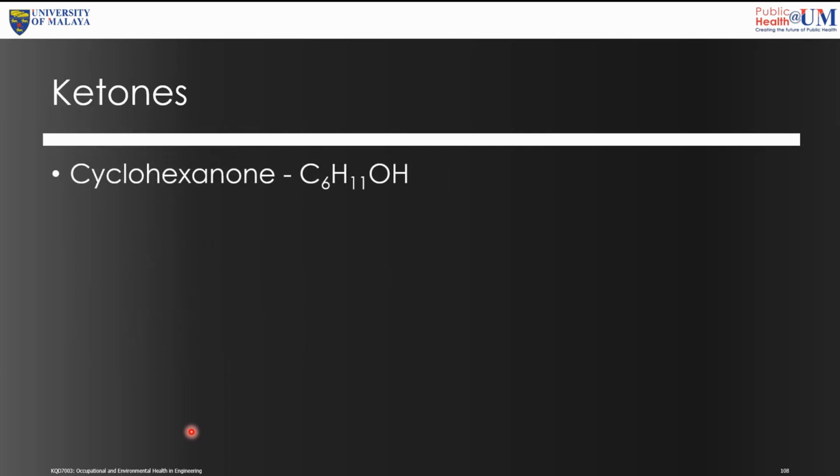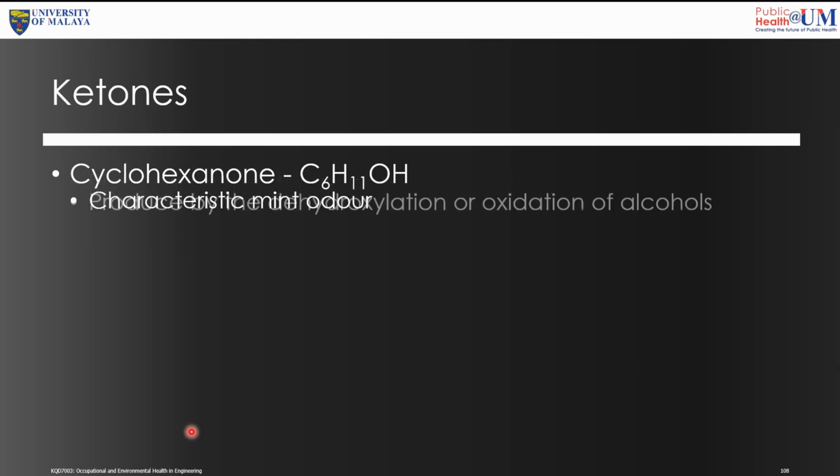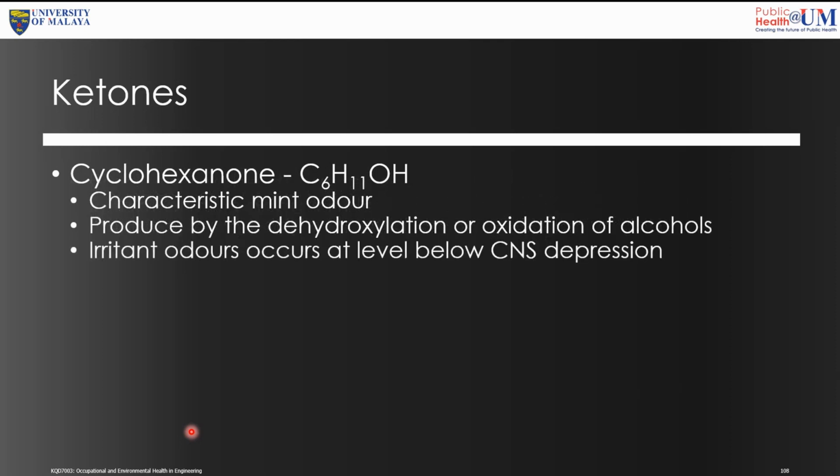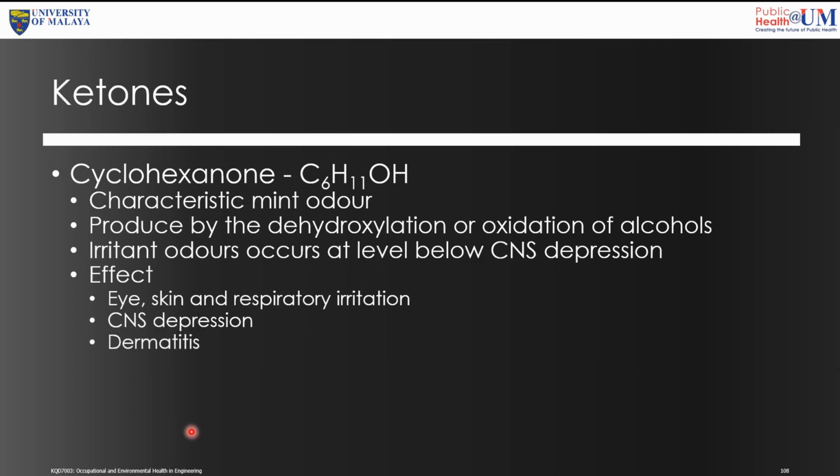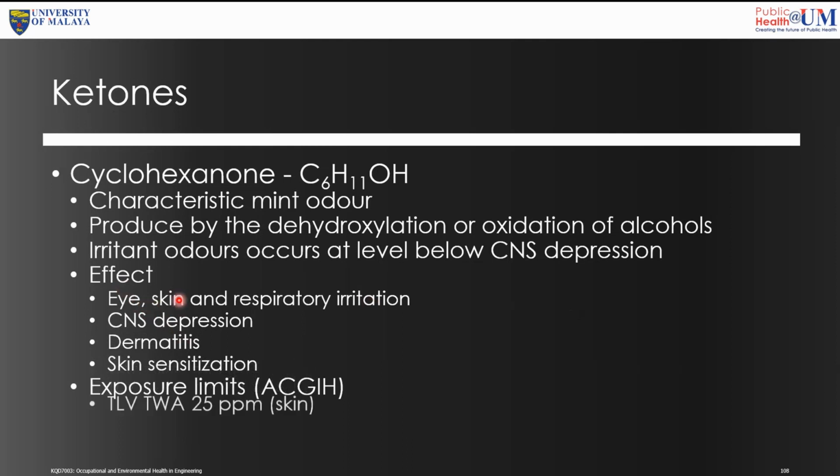Ketone. So another kind of chemical called ketone, for example cyclohexanone, characterized by a mean odor, produced by dehydrogenation or oxidation of alcohol. The irritant effect occurs at levels below CNS depression. The effect is eye, skin, and respiratory irritation, CNS depression, dermatitis. Dermatitis is skin irritation, skin sensitization. The ACGIH exposure limit is 25 parts per million skin, and STEL is 50 parts per million skin. Skin means they take care of skin exposure.